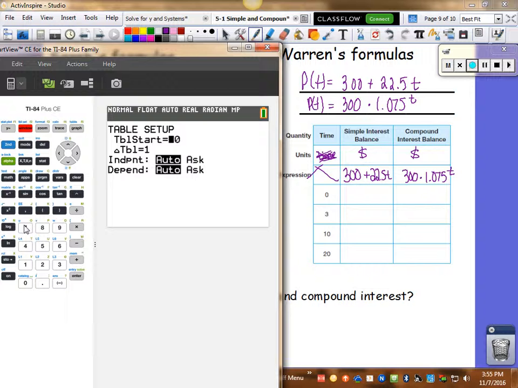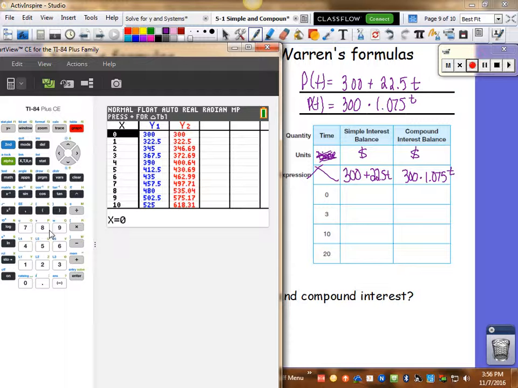Okay, I'm also going to start my table back over at 0. The table start leaves off where you do. So if I want 0 to start with, I'm going to want to restart my table. So I went to second and window, which has table set above it, and that'll put my table set back to 0. Okay, so at 0, 0 is the amount of money you start with. It doesn't matter which formula you're using, you're starting with the same amount either way.